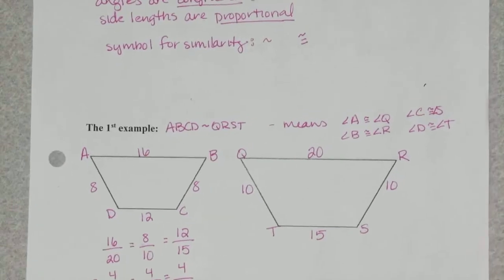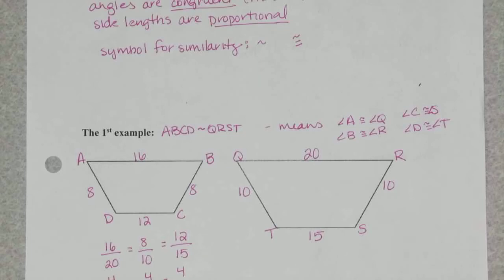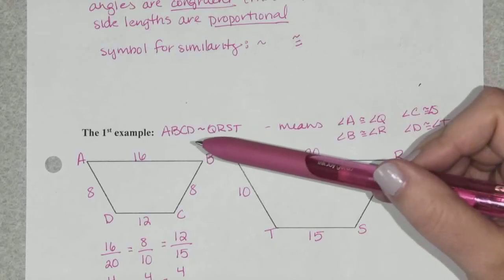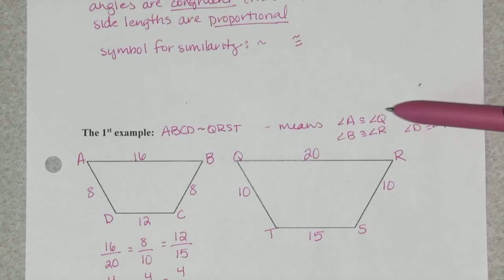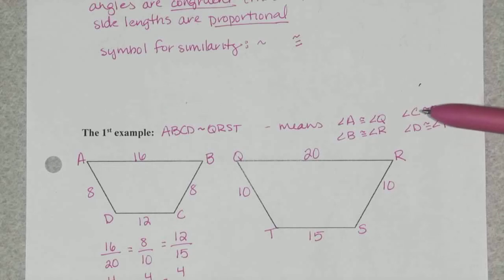Alright, so here's my first example. Again, if you want to pause and just copy down the information, I know you don't have these numbers or letters written down, but I just have an example here of two polygons that are similar, and this similarity statement says ABCD is similar to QRST. So that means that angle A and angle Q are the same. Angle B and angle R, the same. Angle C and angle S, the same. Angle D and angle T, the same. Okay? That's what that means.